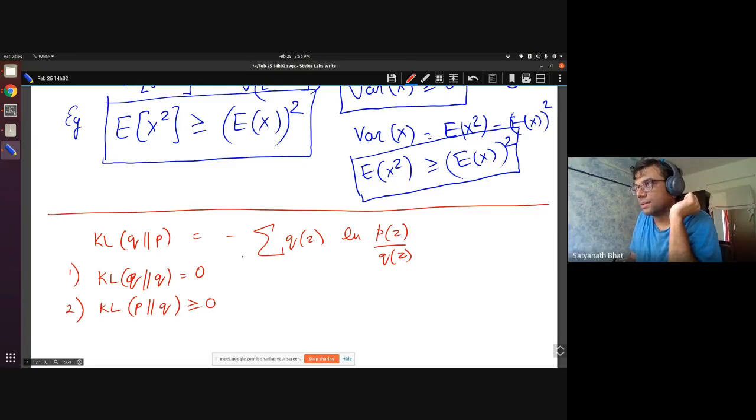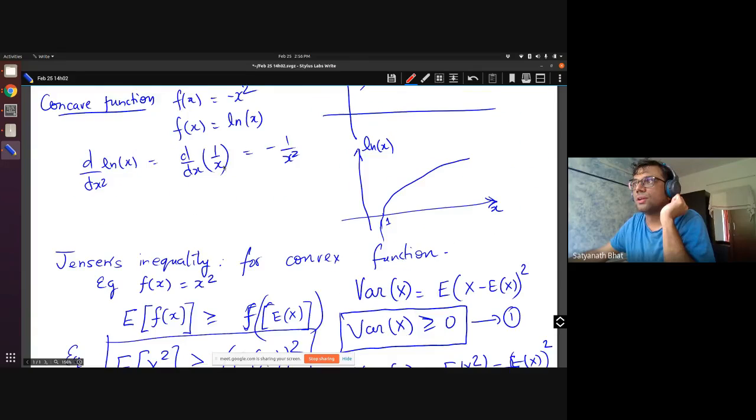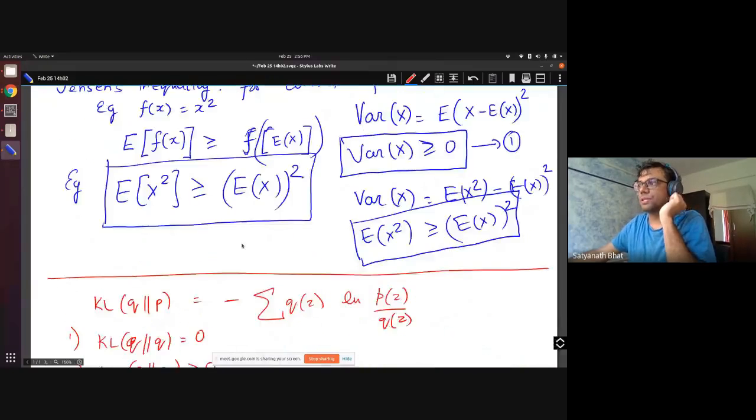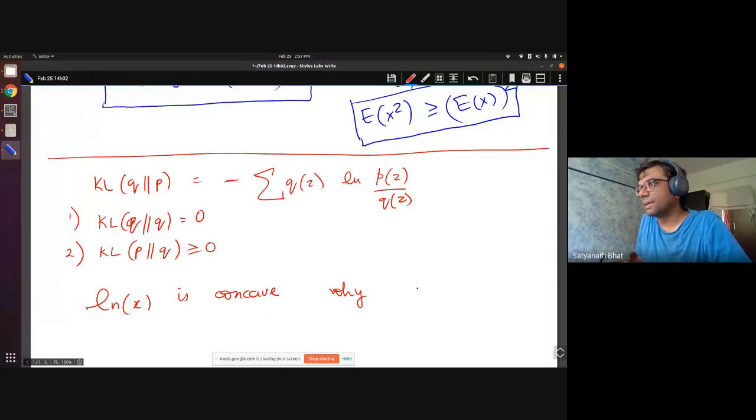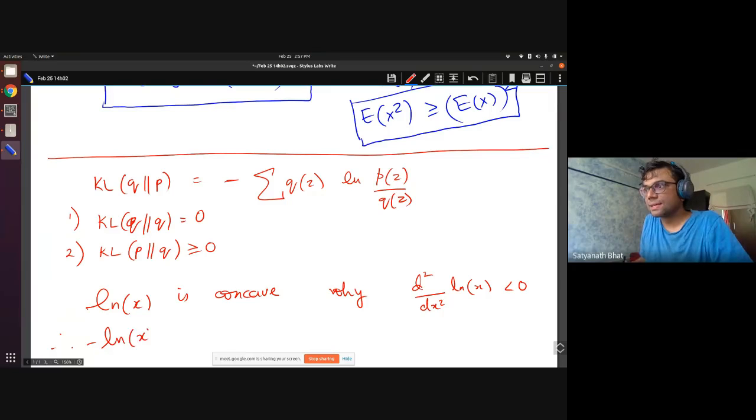If you observe, what is the second statement saying? This is minus ln. ln we have just shown is a concave function. So ln of x is concave. Why? Because if you take the second derivative, d square by dx square of ln of x, this is negative. Therefore minus ln x is convex.